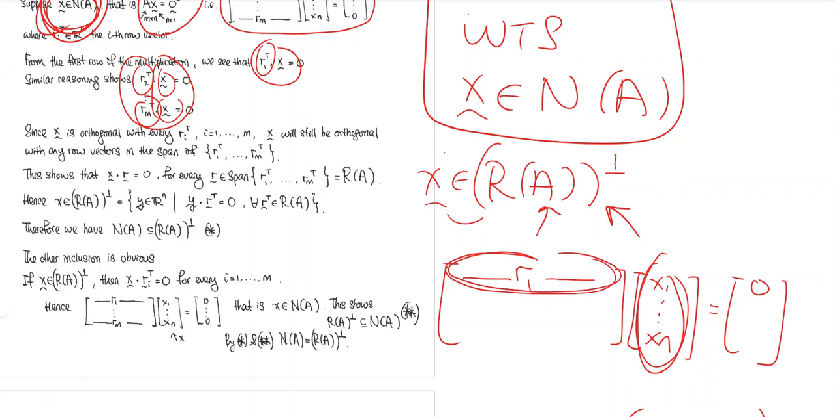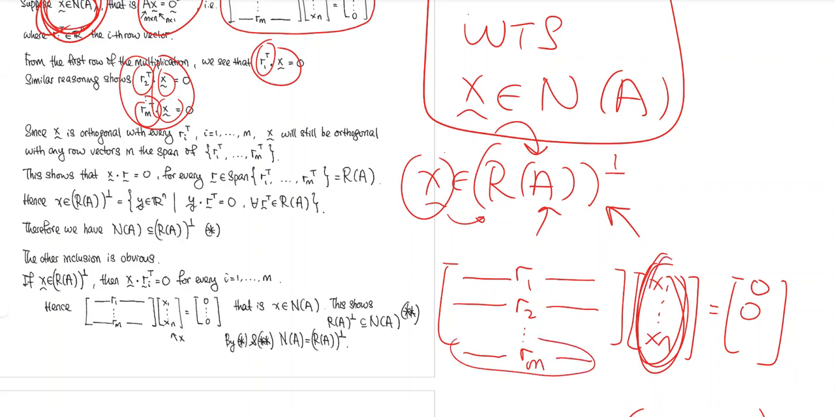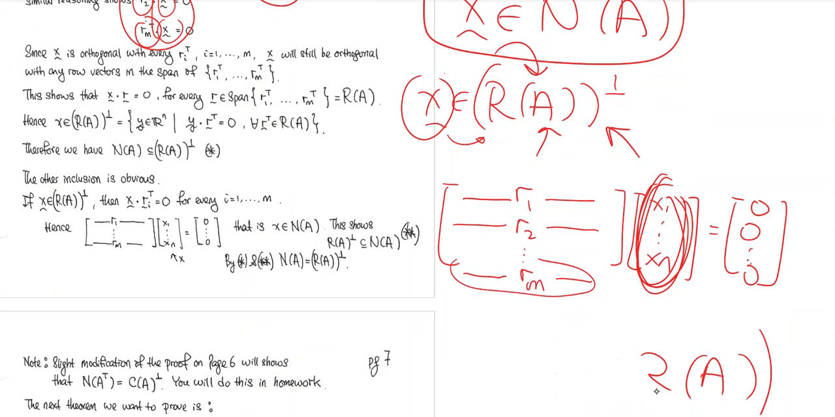X is also orthogonal to the second row of A. X orthogonal to the second row of A means that when you do this with this, you will get the second 0. So go through it one by one, all the way to the M row. X is in this space means that X is orthogonal to the M row of A. That means that this with this will give you 0. So you will see that X being in the row space of A perp means that X is actually in the null space of A.